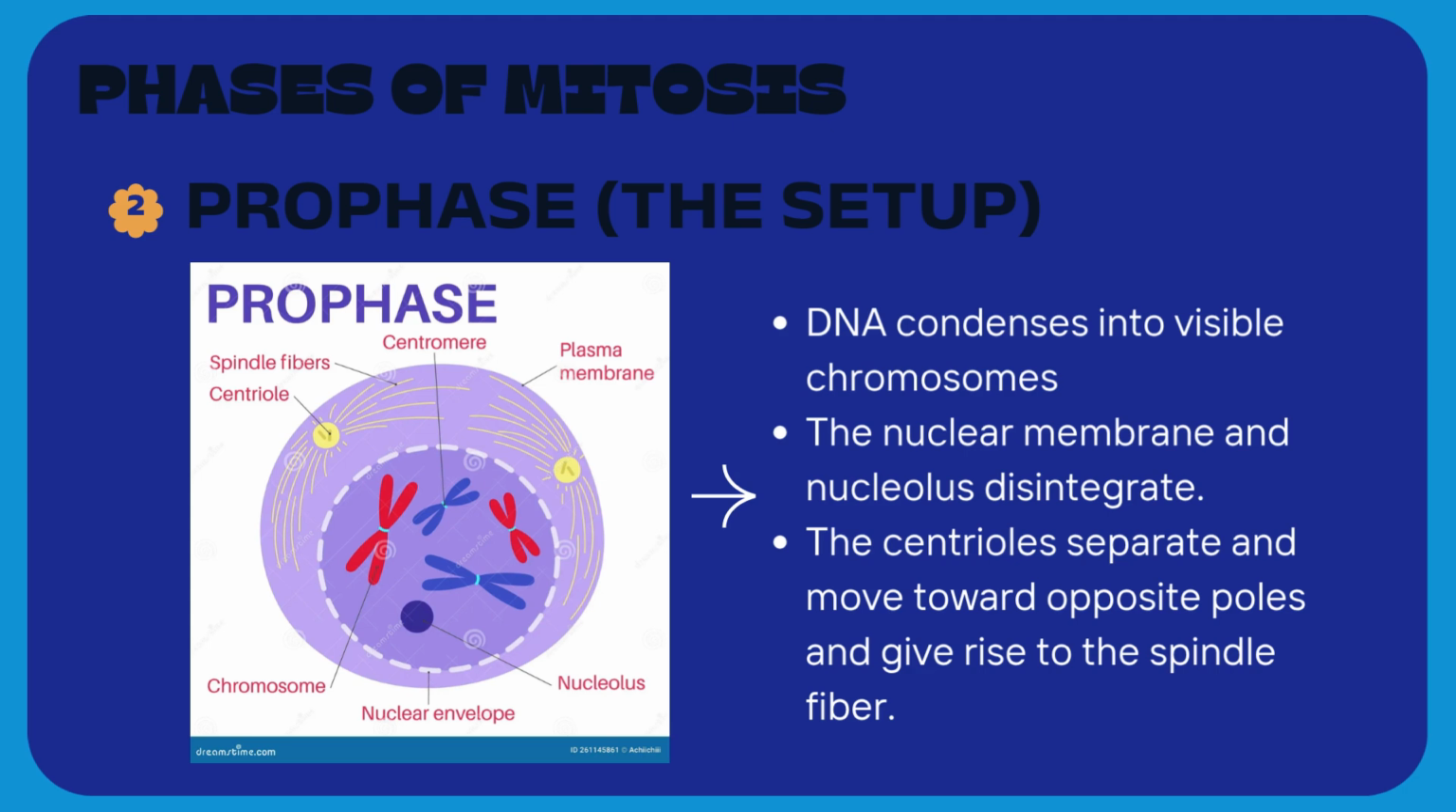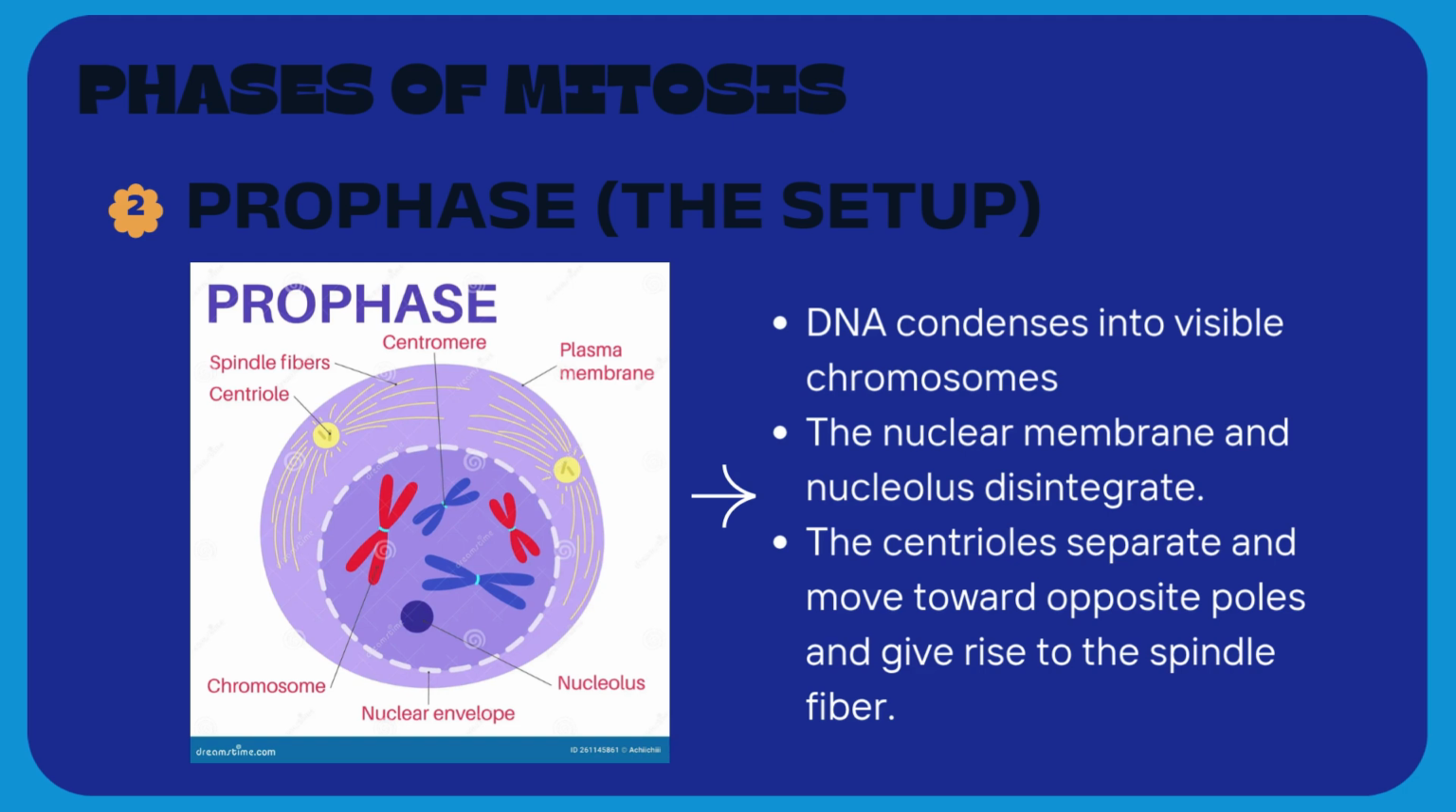This happens in an animal cell, but in a plant cell there are no centrioles to move to the poles, so the spindle fiber is just randomly formed in the cytoplasm. So that's prophase. Key sentence to make sure you note for your exams or tests: DNA condenses into visible chromosomes.